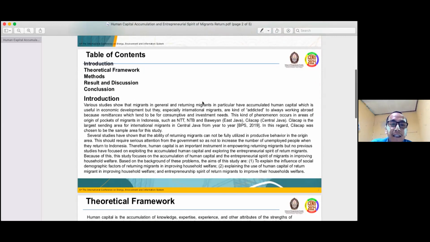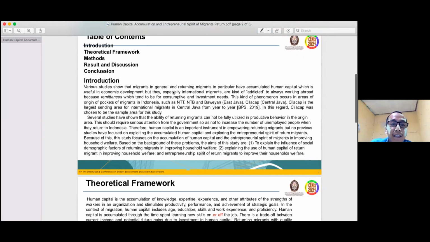The table of contents: the introduction, theoretical framework, methods, result and discussion, and the last, conclusion. Maybe 10 or 15 minutes is enough for the presentation. The first, introduction. Various studies show that migrants in general and return migrants in particular have accumulated human capital which is useful in economic development, but they, especially international migrants, are keen on, even addicted to, always working abroad, and the remittance tends to be consumptive rather than meeting investment needs.